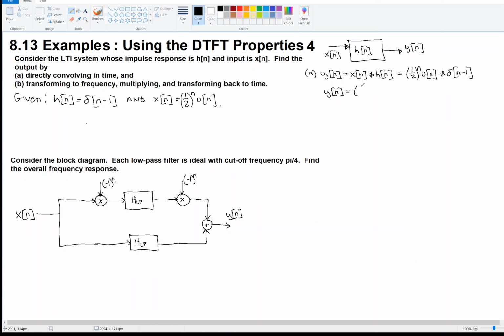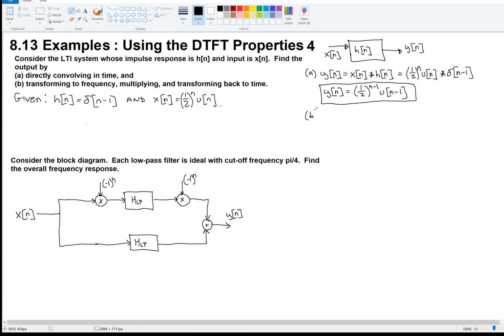This is 1/2 to the n minus 1 u of n minus 1. And that makes sense because we said this was a delay system. So if you put in 1/2 to the n u of n, then you get that same signal out, just delayed by 1 unit. So that would be the answer to A.